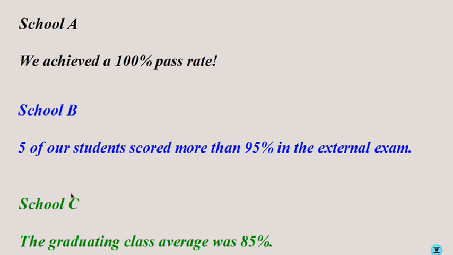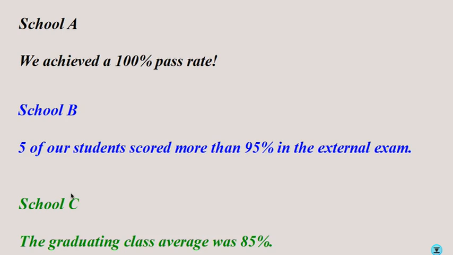So each school had its own data. They processed the data and they presented something to their audience. One can say quickly that School A achieved a commendable result, but by presenting the pass rate, they are hiding the actual scores that the students got. They may have got a very poor average and the students all passed barely. So even though the 100% seems impressive, you have to consider what is behind it.